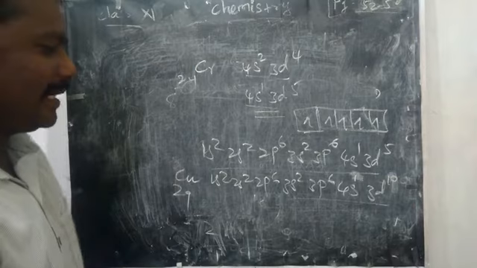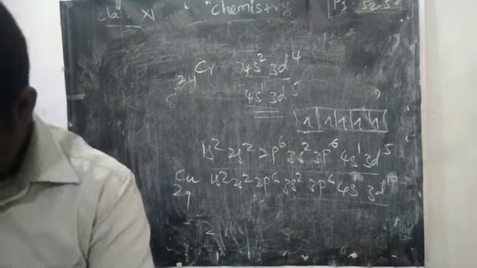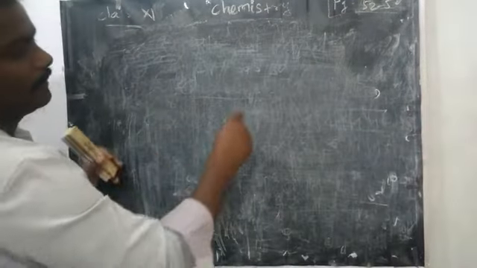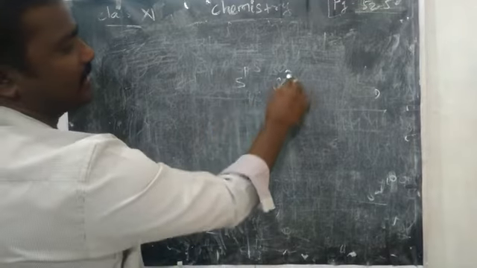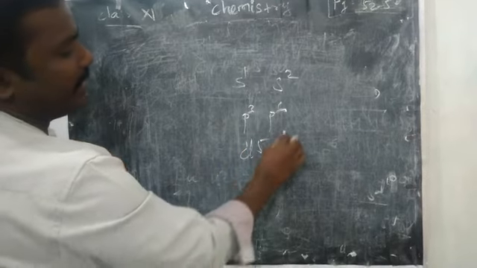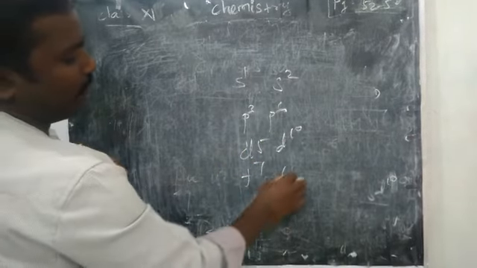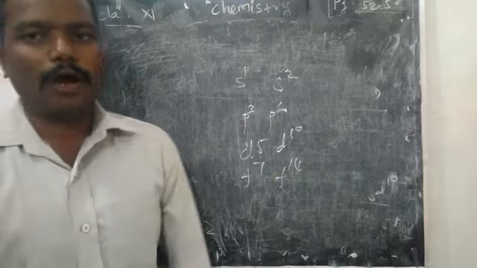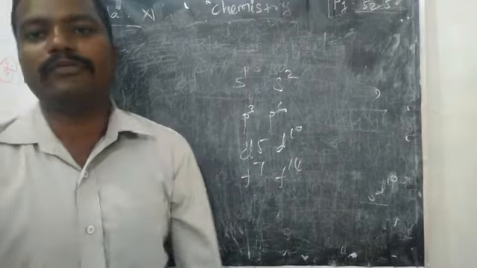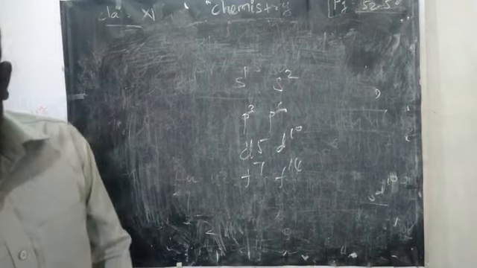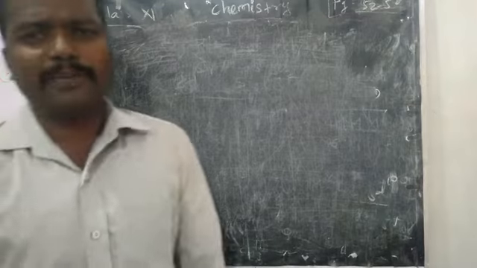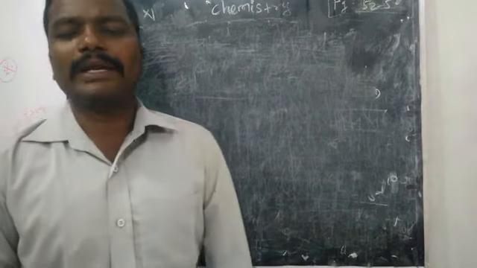Completely filled and half filled, both become more stable orbitals. Yes, now we can understand the orbital becoming stable: S means S1 as well as S2, P means P3, P6, D means D5, D10, F means F7, F14 are more stable orbital formations. Why? These all are half filled, these all are fully filled. Yes. The last, what is that?